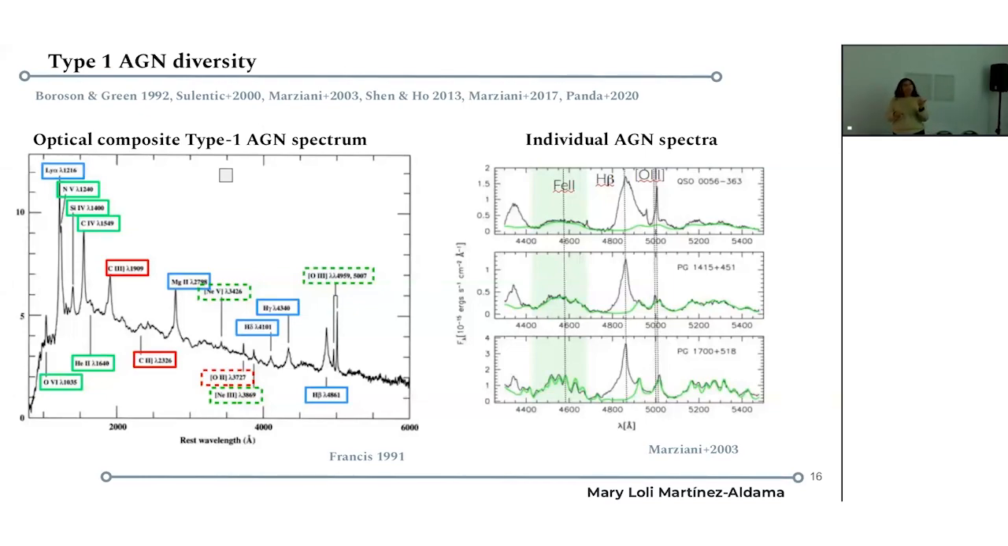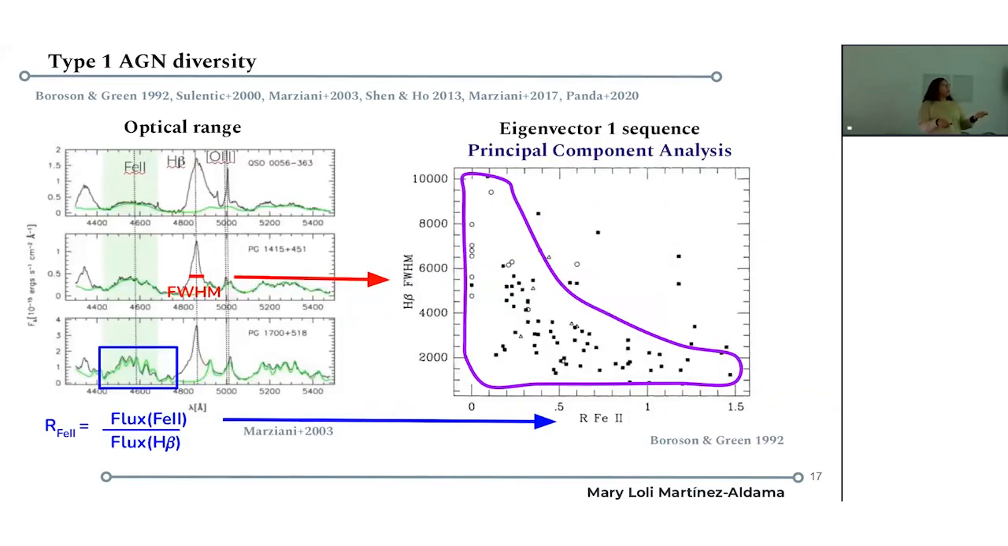So apparently the widths of the FeII and the Hβ are related. Here they are broad and here they are narrow. If we take these properties, the width of the emission line and also the intensity of the RFE and other properties of the AGN, we can get correlations between them. Using the principal component analysis technique at the beginning of the 90s, Boroson and Green made this analysis, and they found a clear correlation, not linear, between the width of the emission line and the intensity of the iron 2.